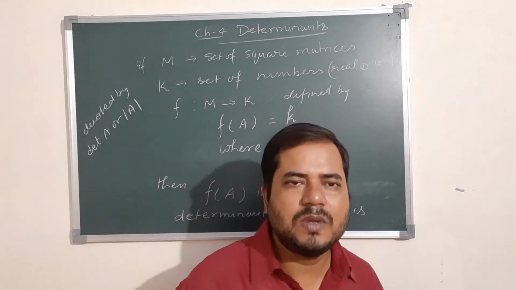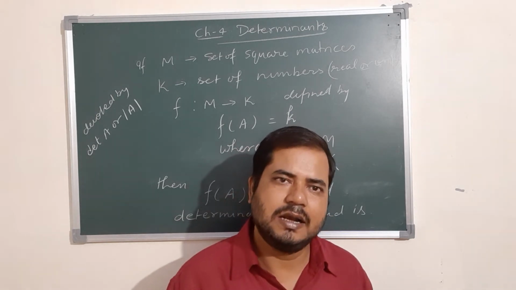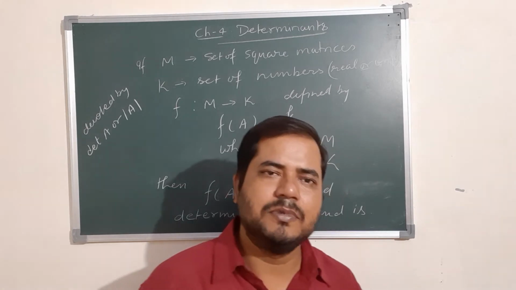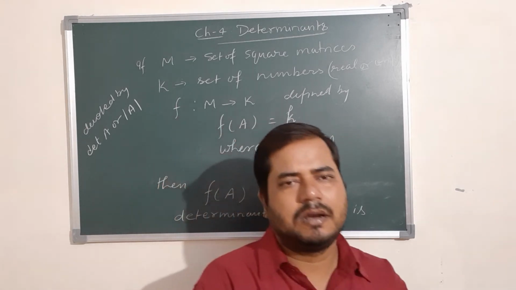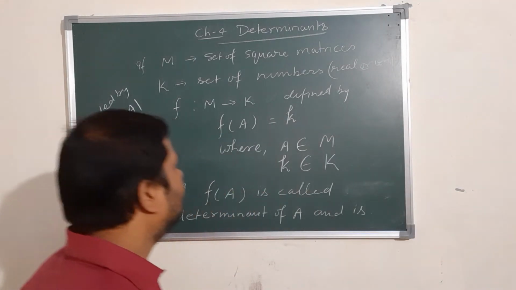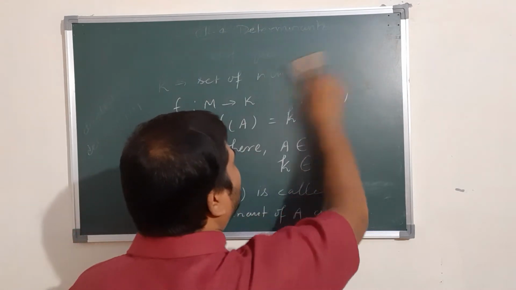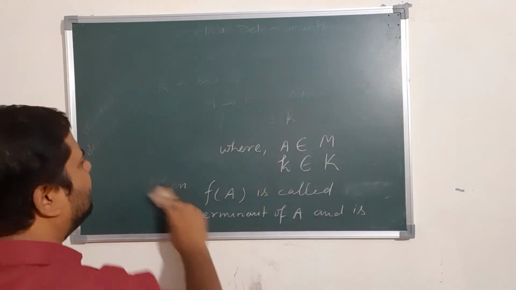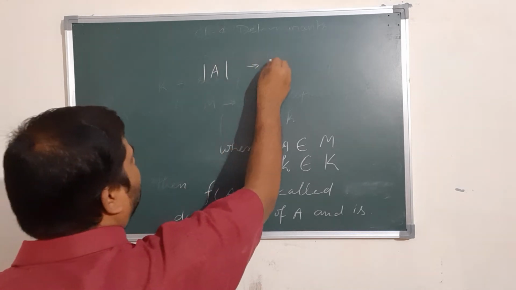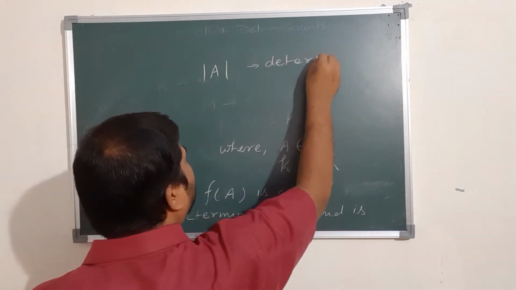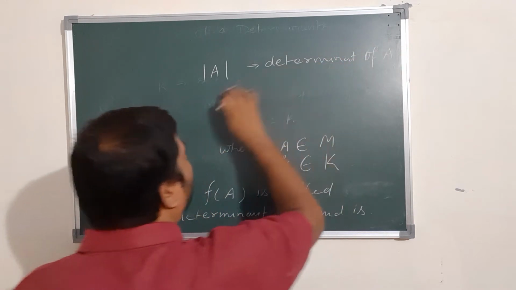But in this class, we have to study only real matrices. That means if we find the determinant of a particular matrix, then we will get a real number. Okay. Now, next one: you always remember, this is determinant of A, not a modulus of A. Determinant of A, not a modulus A.